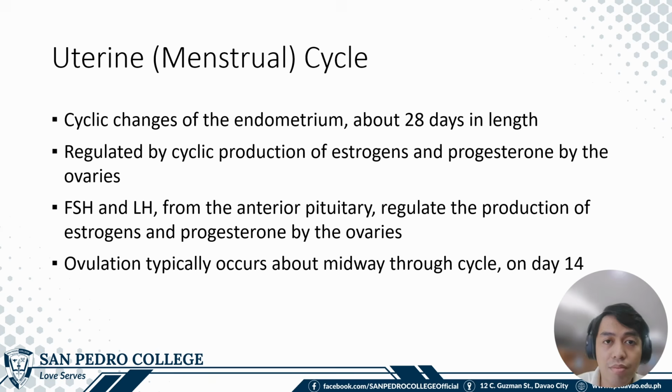Next part of the presentation is the menstrual cycle, which runs for on average 28 days. So a regular length is 28 days. And these are controlled by your estrogens and progesterone and other hormones such as your FSH and LH. And the anterior pituitary gland also has a role in the cycle. The ovulation, which is timed with the menstrual cycle, is expected at day 14 of the menstrual cycle.